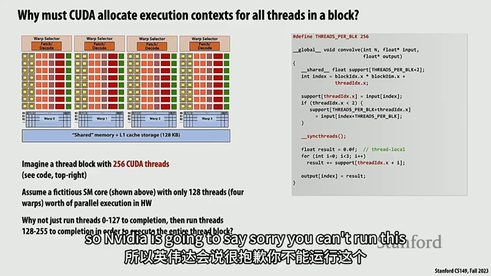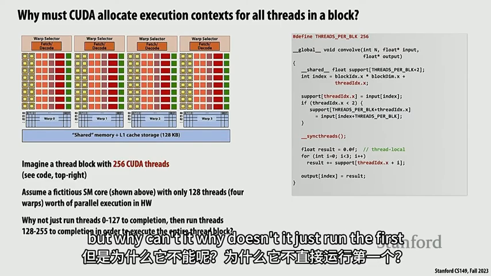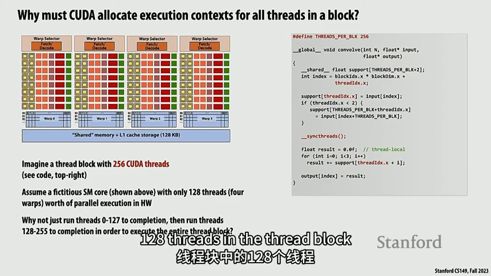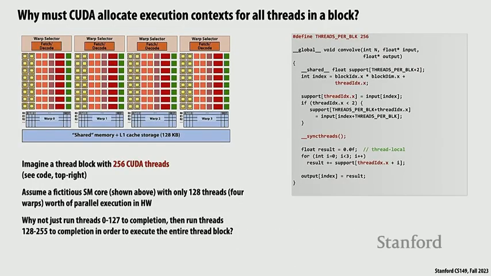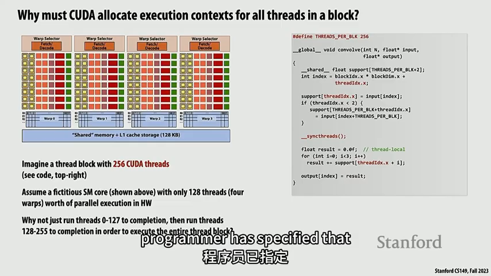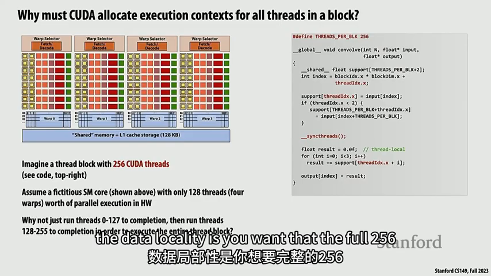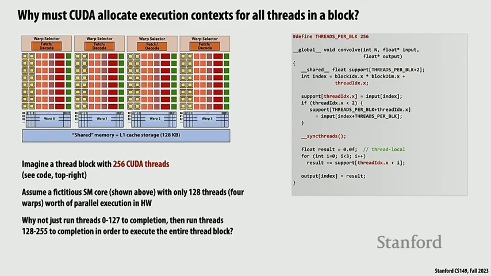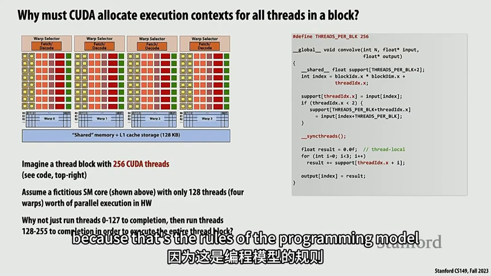Why can't, so NVIDIA is going to say, sorry, you can't run this. But why can't it? Why doesn't it just run the first 128 threads in the thread block, wait till they finish, and then run the next 128 threads? I think it's because the programmer has specified that data locality is, you want that full 256. Okay, and that's sort of true because that's the rules of the programming model.